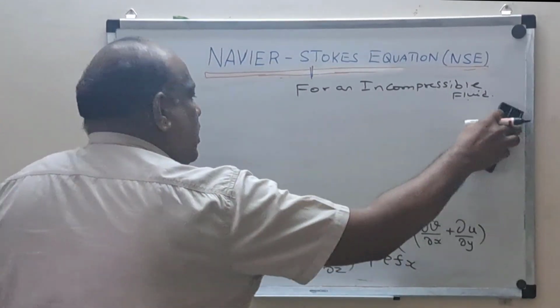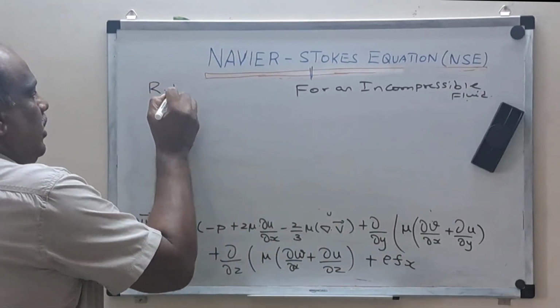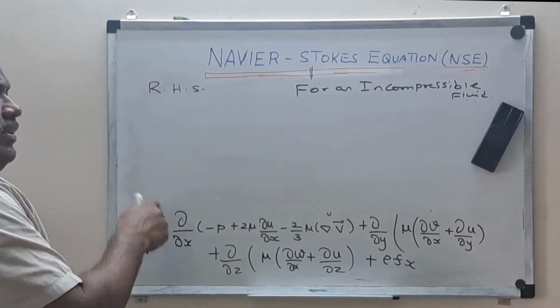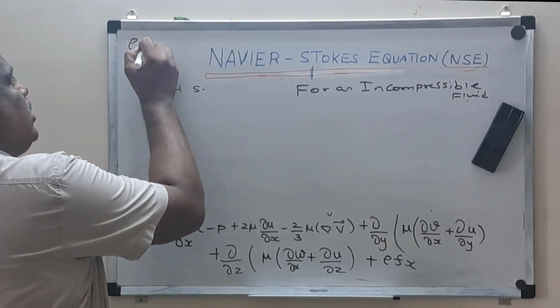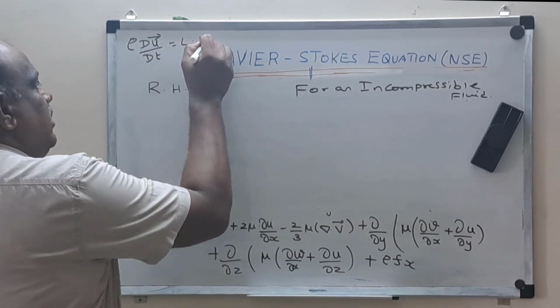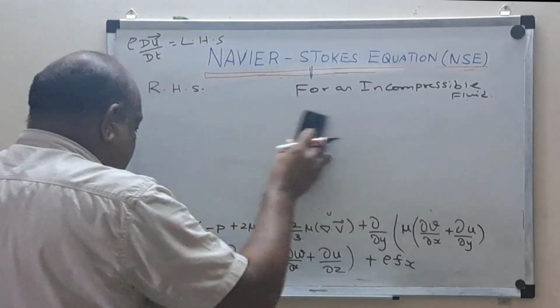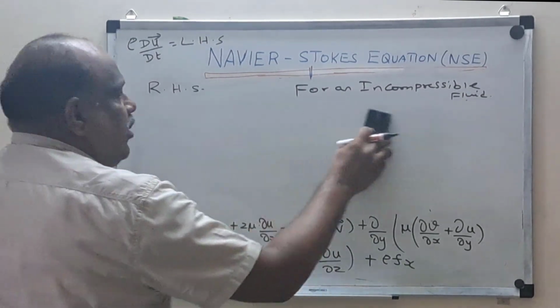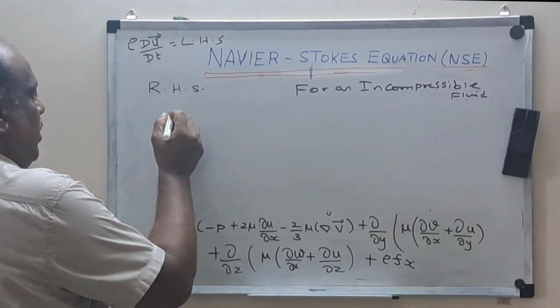So right now let us work on only the RHS. The left hand side we will see later on. The left hand side we know is what? Rho into du by dt. Let it be LHS. So now we are going to work only on the RHS and finally we will equate them.